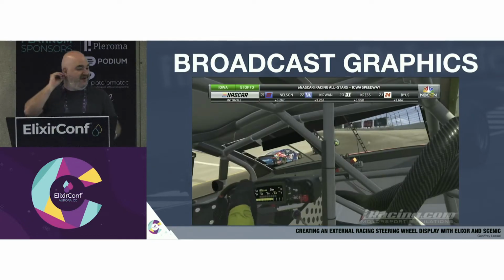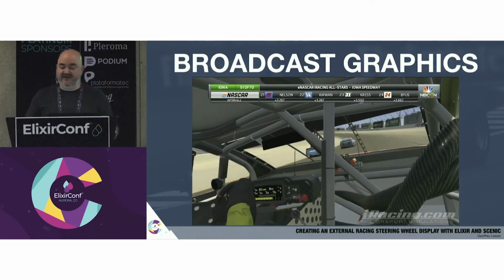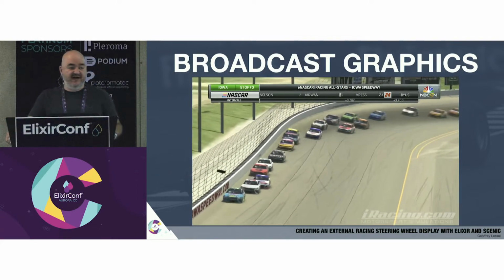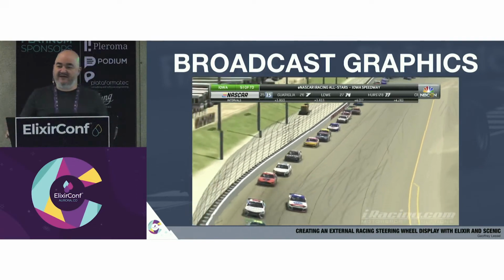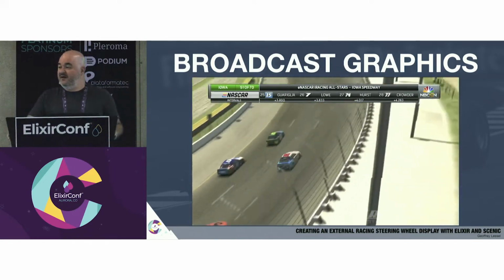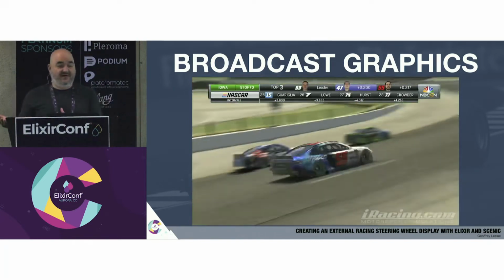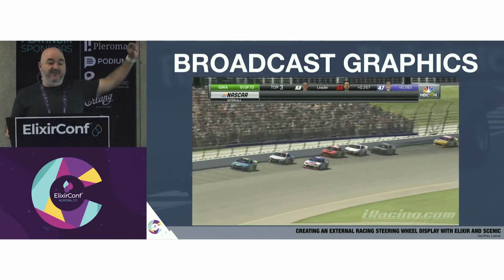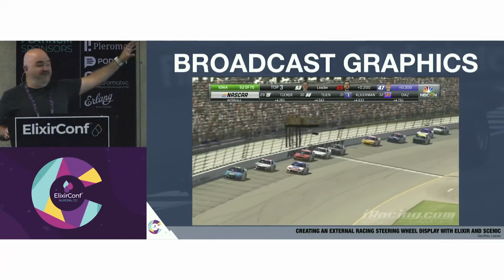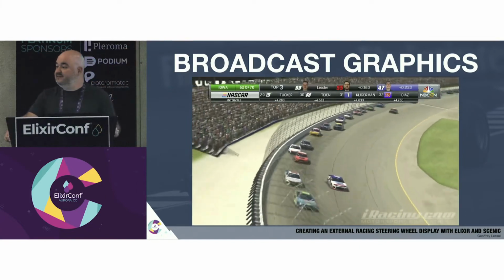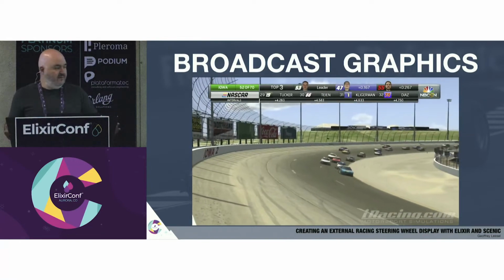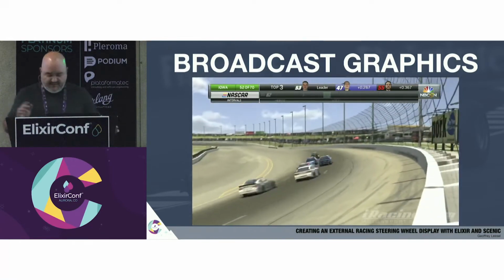Another is broadcast graphics. I had mentioned that iRacing.com was on the simulator side of things, and they actually had, just like I think three weeks ago, a broadcast with NBC Sports Network, a live broadcast of a race online. And this is what they used. This is their broadcast graphics. And they pulled all this graphic information, I'm sure, from the APIs that iRacing provides to provide actual broadcast graphics, which is kind of neat.